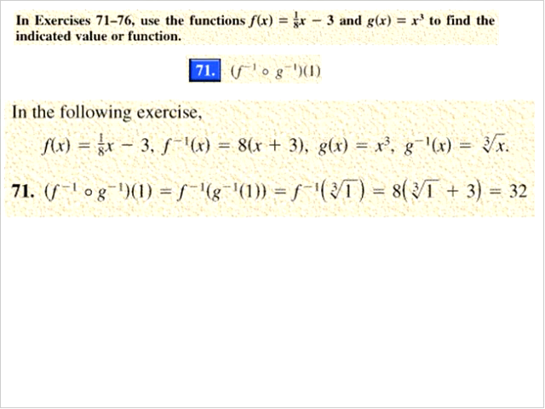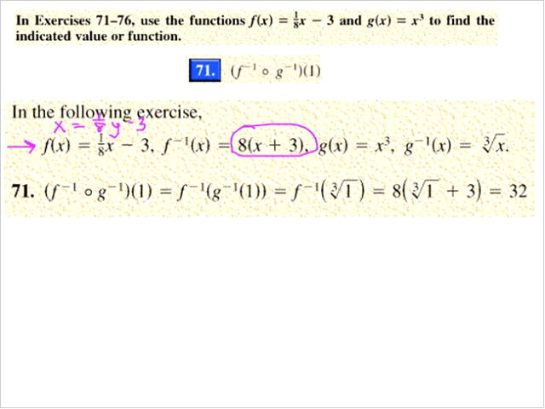All right, for this one, notice that they want f inverse of g inverse of 1. So let's find the inverses first, and then we'll do f of g, and then we'll plug in 1. So f of x is 1/8 x minus 3. So let's start by finding that inverse. So I would add 3. So x plus 3 and then multiply by 8. So that's how they did right here. They get 8 times x plus 3.